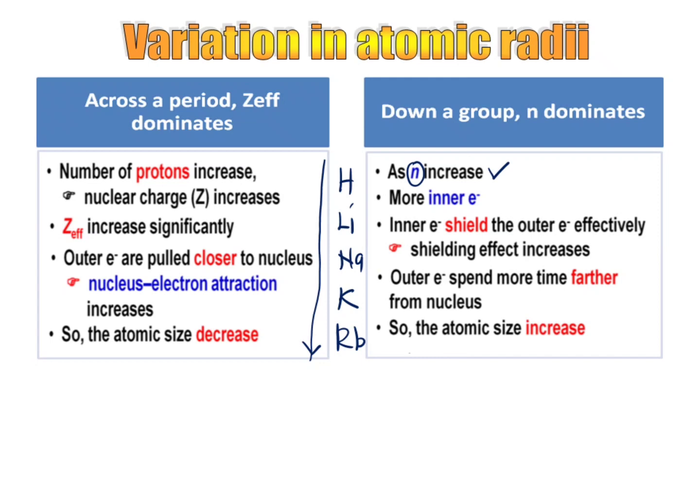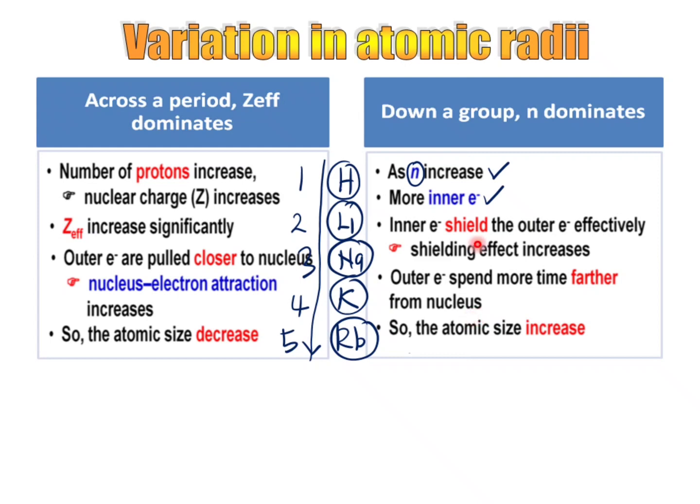Okay, sebab kita tahu hydrogen dia akan ada 1 shell, lithium akan ada 2 shell sebab lithium berada pada period 2. Sodium akan ada 3 shell. Okay, potassium 4 shell, rubidium dia akan ada 5th shell. Okay, so more inner electron. So bila dia ada banyak inner electron, so the inner electron will shield the outer electron. It means that lagi banyak petala, dia akan increase the shielding effect. So outer electron spend more time further from the nucleus. So dia akan jauh dari nucleus.